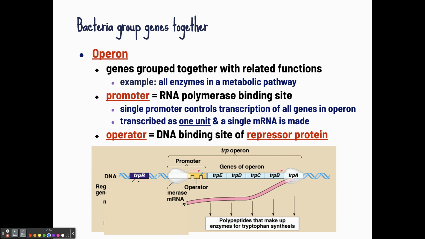Then we have what's known as the operator. The operator is the DNA binding site of a repressor protein. The operator is like your switch, like a light switch. It's going to be turned on or turned off. If it's turned off, RNA polymerase cannot read the gene sequence, so the gene would be turned off. Now, if the operon is turned on, notice that there's no block. The RNA polymerase can then read the DNA and make our RNA as we need it.